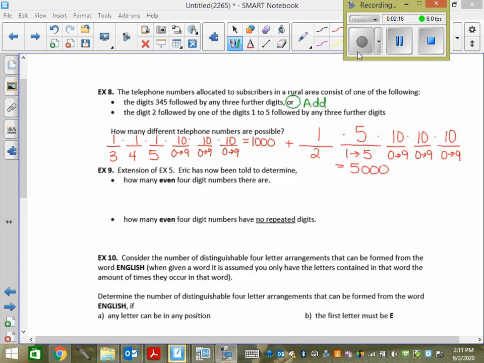Now, whenever you get cases, I could have this or I could have this, we always have to add the cases up. Okay, I have this many plus this many, and it gives me my total. So, if I go 1,000 plus 5,000, it equals 6,000. So we have 6,000 different telephone numbers possible.